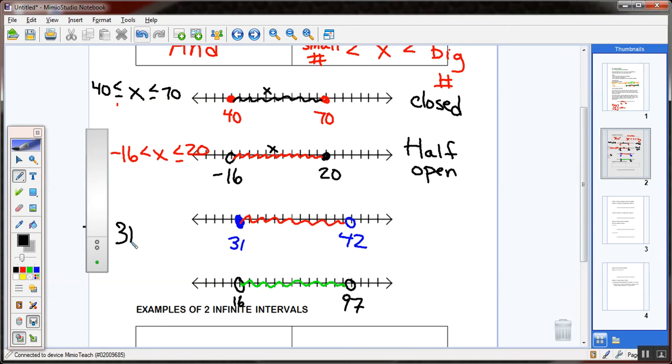All right, so 30, 31. x equals... We're talking about all values bigger than or equal to 31, but at the same time less than 42. How many have that first? Hey, if the one prior to that was half open, what do you think this one is? It's also half open as well.